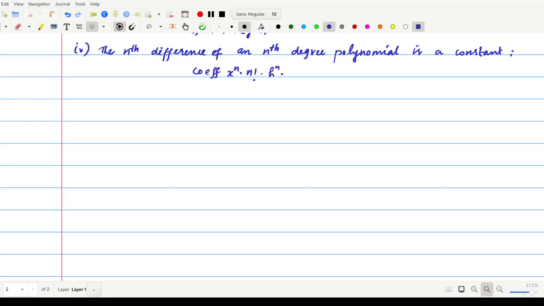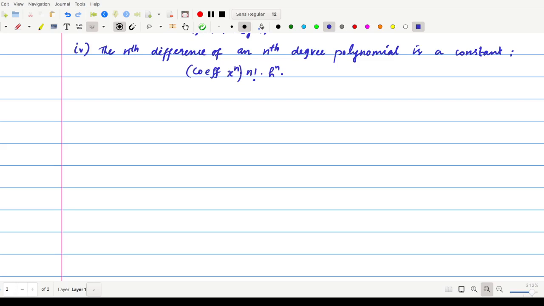Finally, the fourth property is that the nth difference of an nth degree polynomial is a constant, namely the coefficient of x raised to n in that polynomial, times n factorial times h raised to n. This h is the interval of differencing. We can prove this by induction on n.